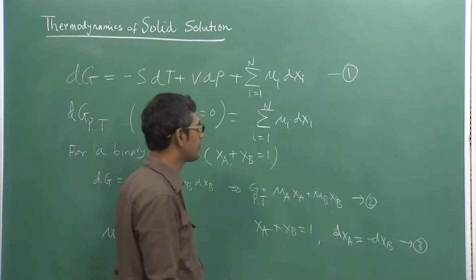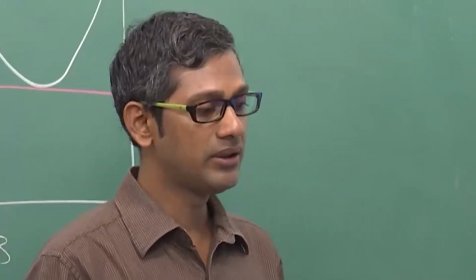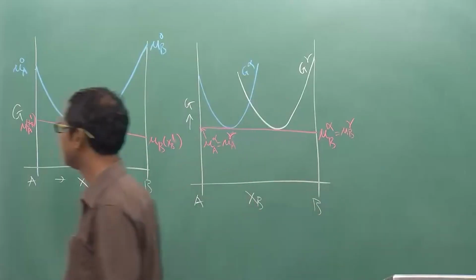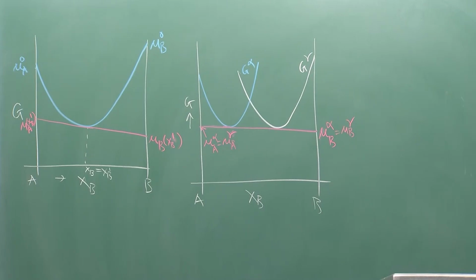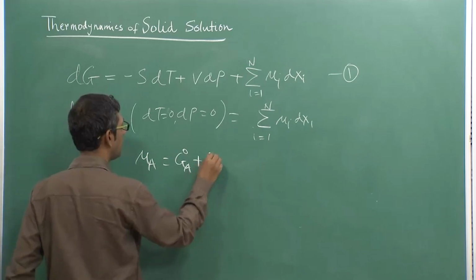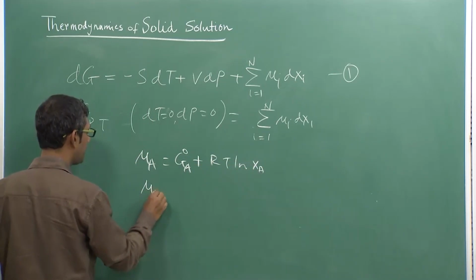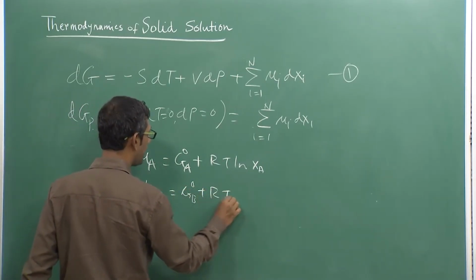Now upon knowing all these aspects, you must have a fair amount of idea that these chemical potentials of the phases can normally be written like this. This is the graphical representation. So I can write down the chemical potentials for the binary system as mu A equal to GA0 plus RT log of XA, and mu B is GB0 plus RT log of XB.